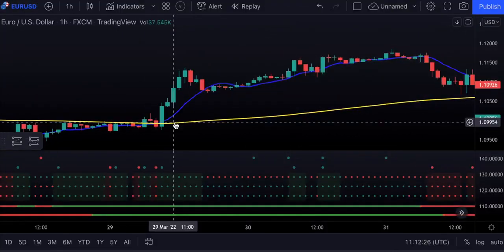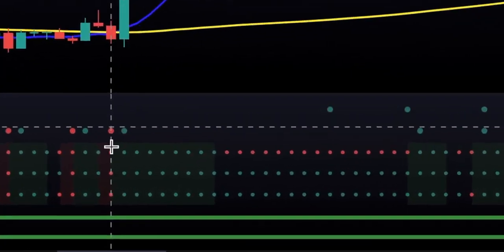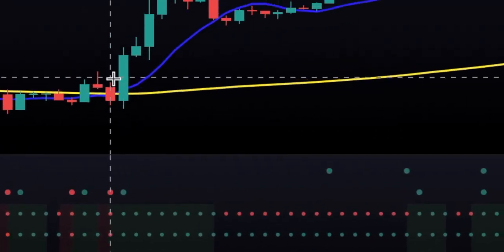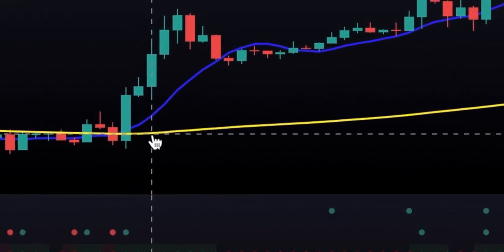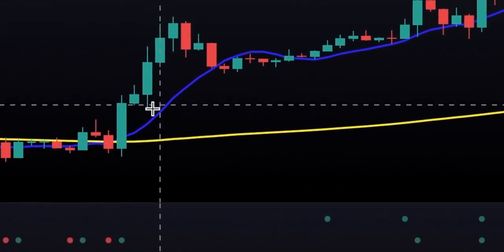So we're only going to be looking to buy if we have a valid long signal from our trend meter indicator. The price is sitting above these 2 moving averages. And we have our slower moving average sitting below the faster moving average.